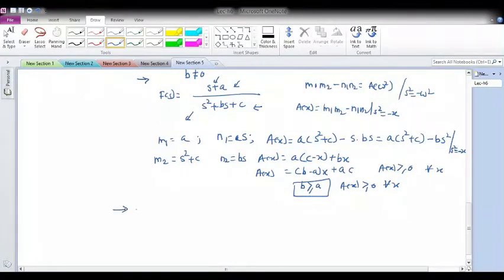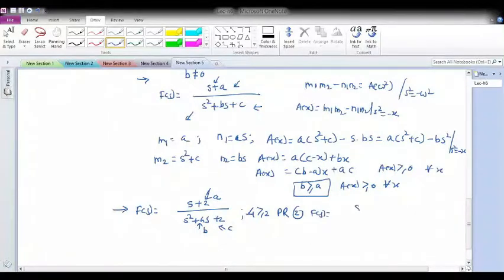So for example, if I am taking f of s, let's test whether it is PRF or not. So it is s plus 2 over s square plus 4s plus 2. What is b here? b is 4 and this is a, so b is greater than or equal to a. Yes, 4 is greater than or equal to a, that's why it is PR. This is a basically, this is b, and this is my c.